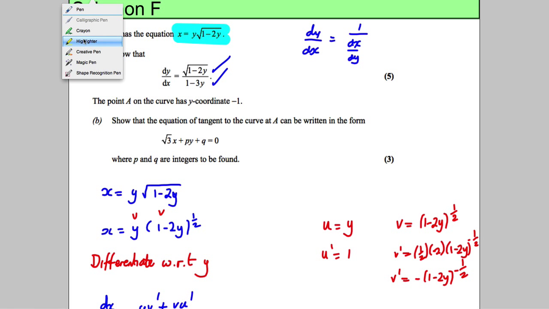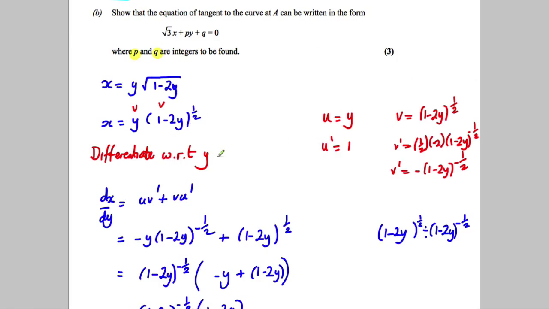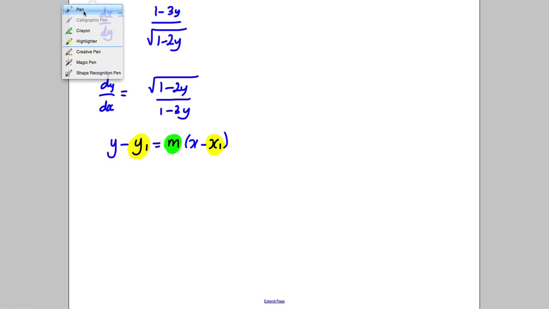Then it goes on to say the following. The point A on the curve has y coordinate negative 1. Show that the equation of the tangent can be written in that form where p and q are integers. So y is equal to negative 1. We want the equation of the tangent, so we want it in the form y subtract y1 is m(x subtract x1), where we're going to need a pair of coordinates, x1 and y1, and we're going to need the gradient of the tangent to the curve at that point.